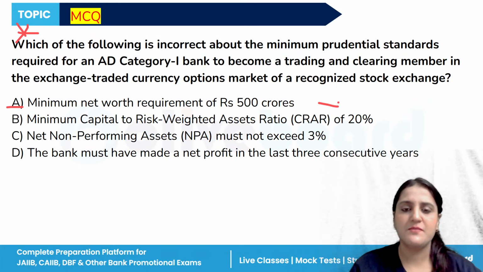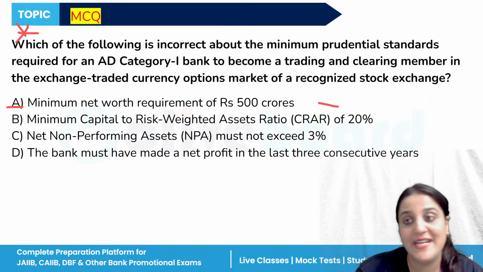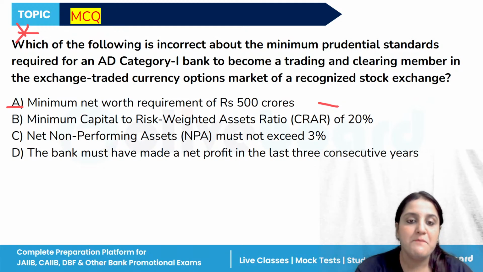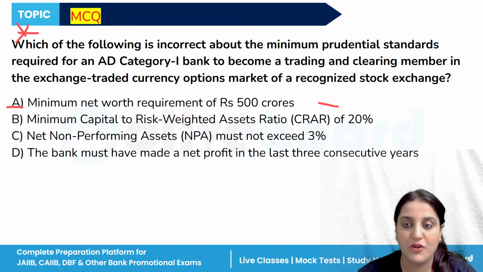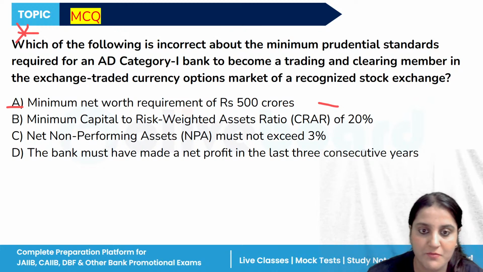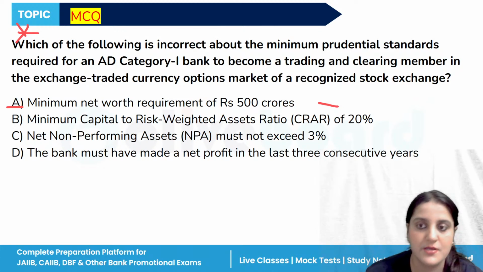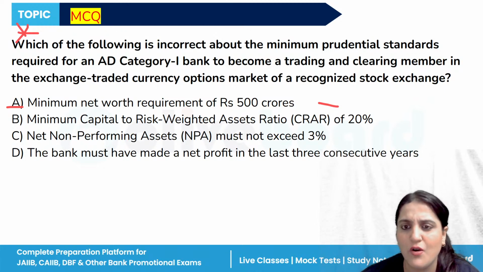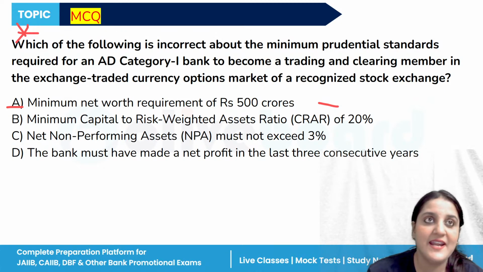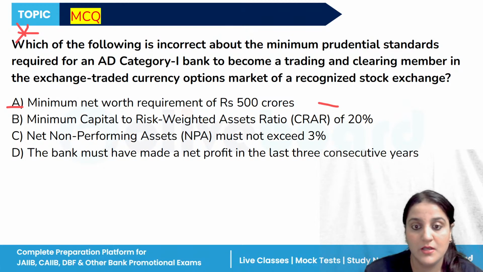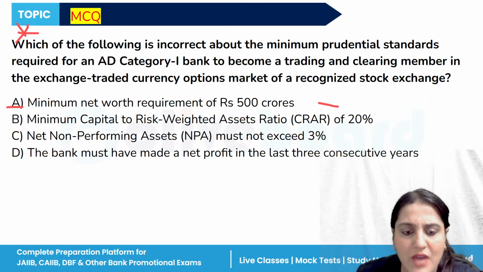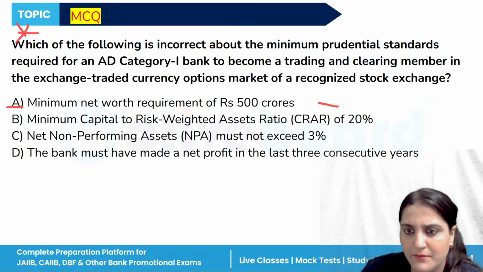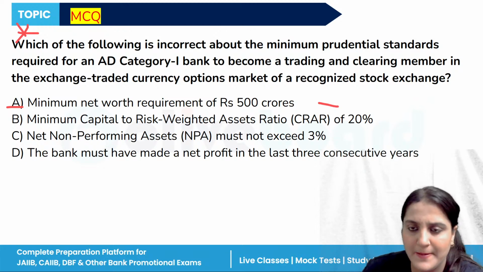I am telling you that the minimum prudential requirements for the AD Category 1 bank are to become a trading and clearing member of the exchange traded currency option market of the recognized stock exchange. And here are some minimum requirements: CRAR of 10%, net NPA should not exceed 3%, and also a minimum net worth of rupees 500 crore. I think the question is incorrect. I'm thinking that, but I will check this. Okay.